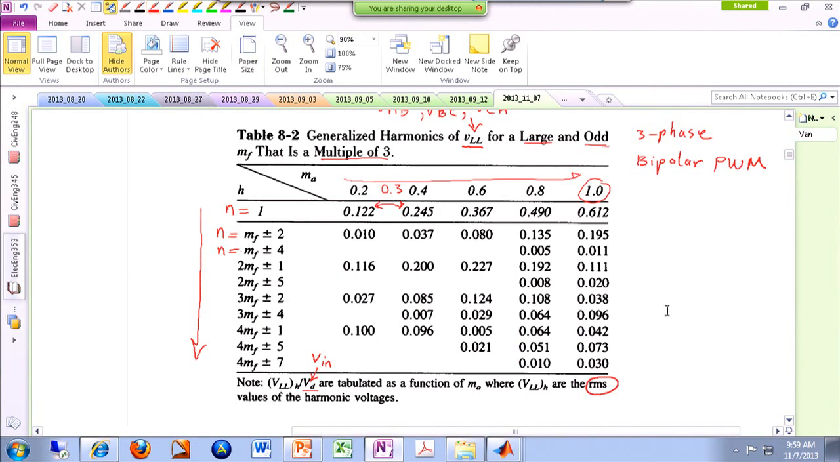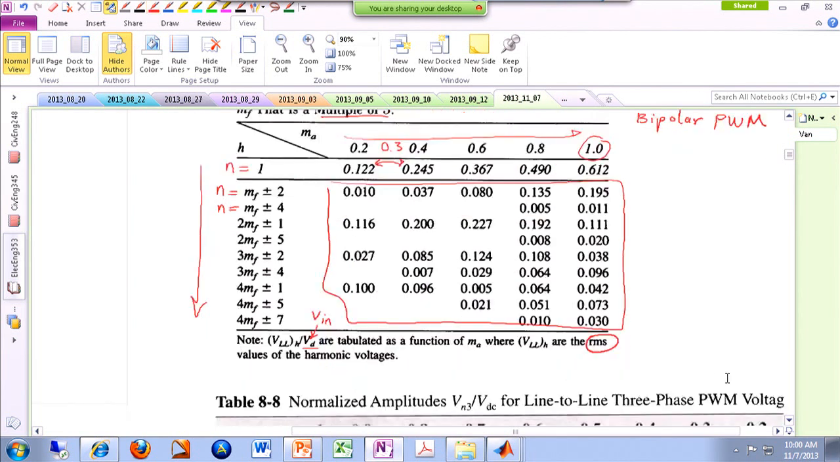And the good news is, if you look at this box, unlike the single phase approach, you don't really see a very large number in this box. That means all of the higher order harmonics are small to begin with, and they happen at higher frequencies, so it's very easy to get rid of them.